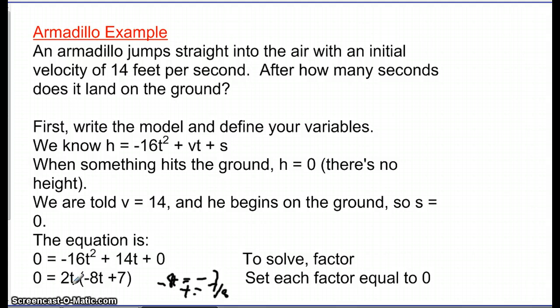Our other answer is t equals 0. But let's think about this logically. When t equals 0, the armadillo has not jumped yet. So yes, in fact, the height is 0 then, but that's irrelevant to the problem. We want to know when he hits the ground after he jumps. Okay, so we need to know the time that has elapsed. That's actually 7/8 second. Let's take a look at another example.